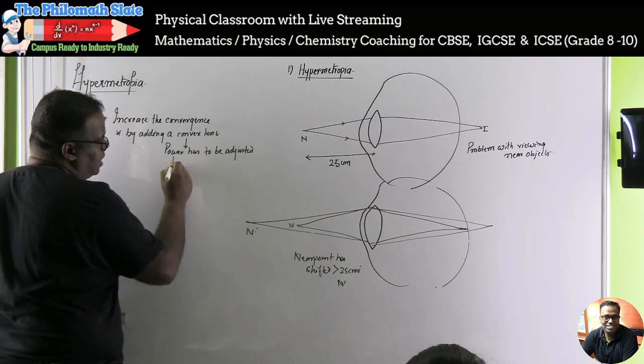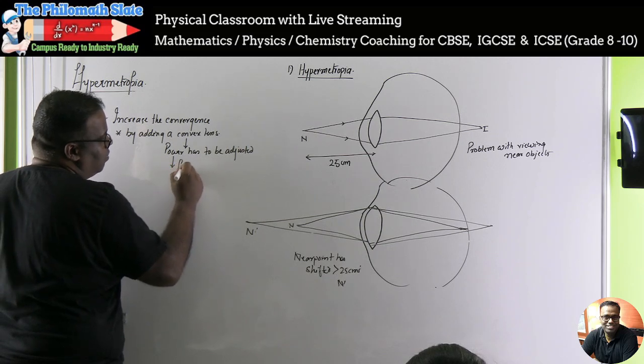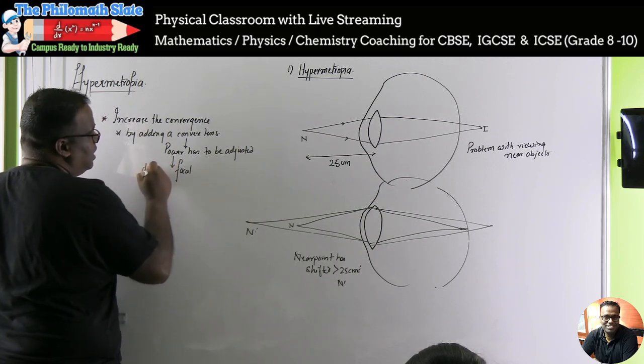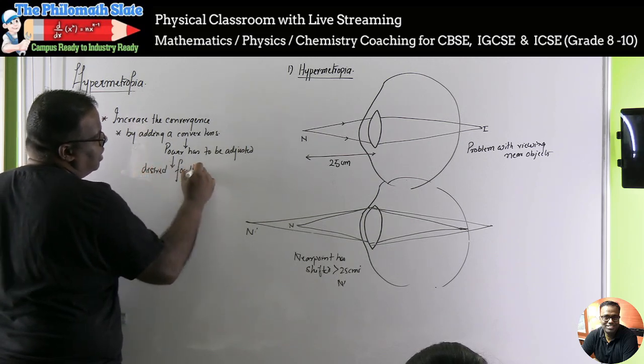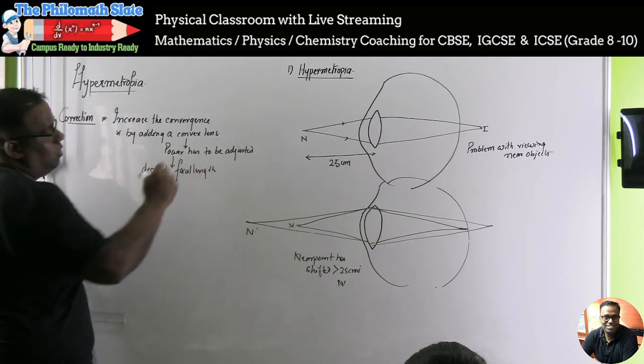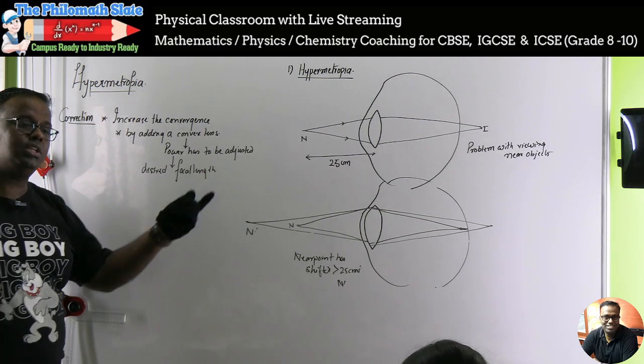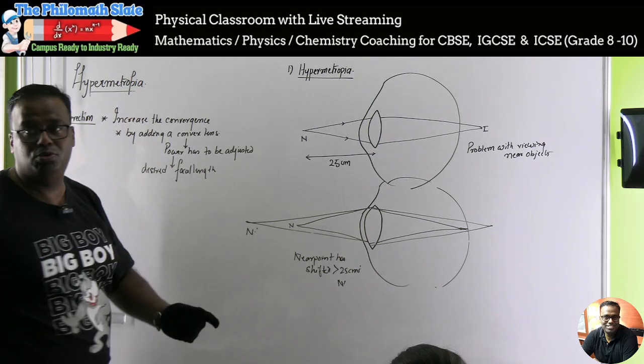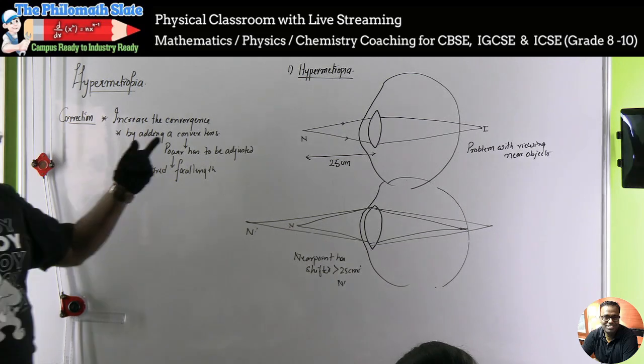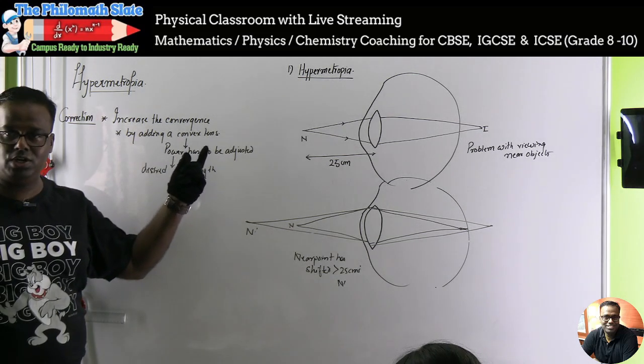So when he's adjusting the power, he is actually playing with the focal length. So you need a desired focal length. Are you able to understand, children? See, we're trying to do it in a chronological manner. You have to increase the convergence. So in order to increase the convergence in front of your eye, I need to put what? A convex lens.